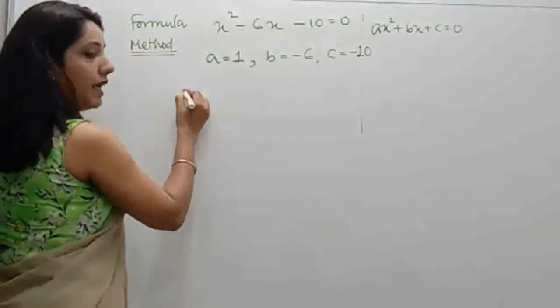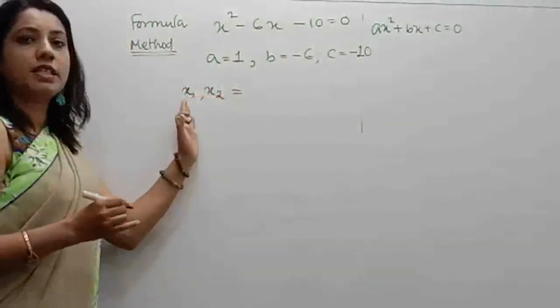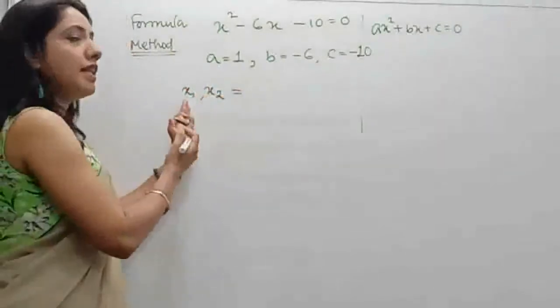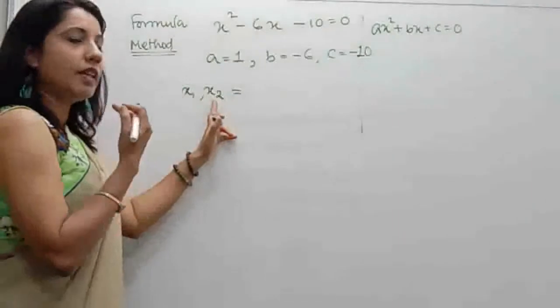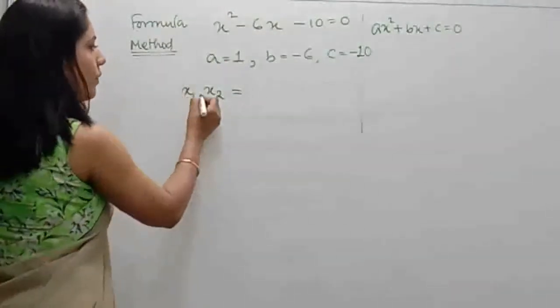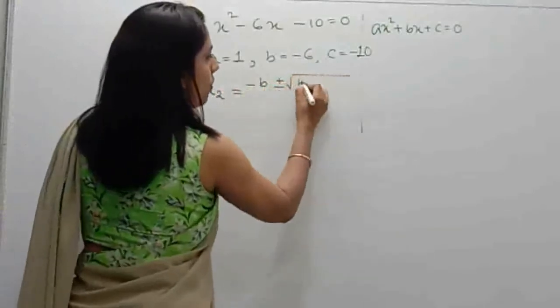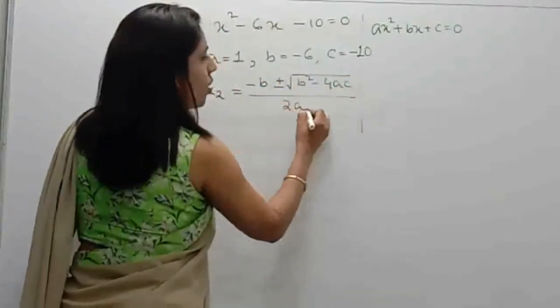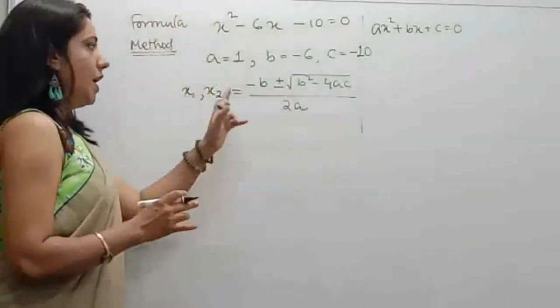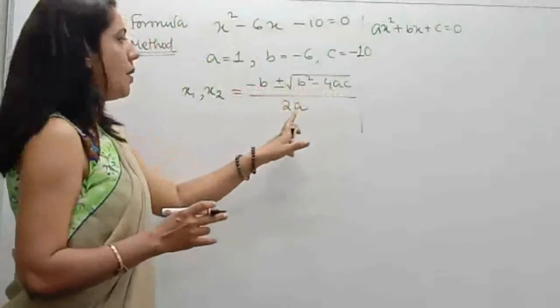Now the formula is x1 comma x2. What are x1 and x2? These are the two roots. I have just given them names. The two roots of x are x1 and x2. x1 comma x2 will be minus b plus minus root of b square minus 4ac upon 2a. This is the formula which you need to remember: minus b plus minus under root b square minus 4ac upon 2a.